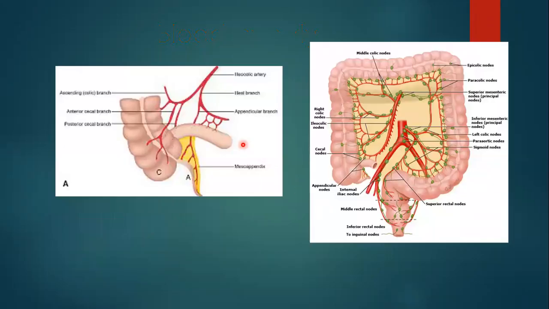This picture shows the ileocolic artery, which is a branch from the superior mesenteric artery, giving an ileal branch, which gives the appendicular artery alongside the mesoappendix. And this picture shows the lymphatic drainage of the appendix to the ileocolic lymph node group, to the superior mesenteric lymph node group, to the para-aortic lymph nodes.